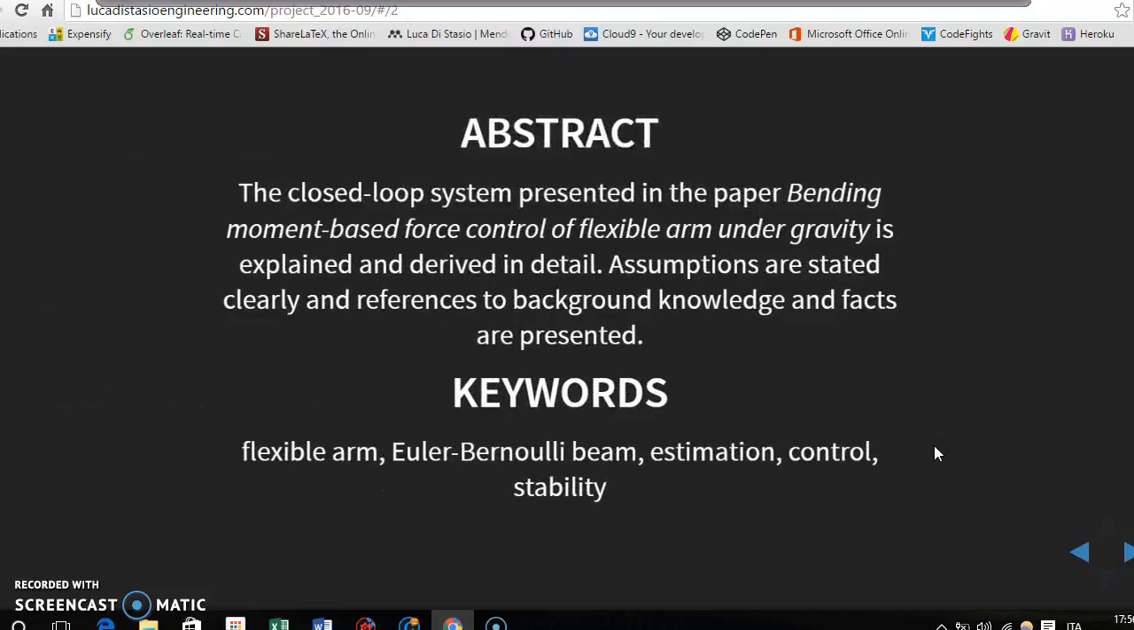So what we're gonna do is present the model and go through all the derivation in the paper, and the problem is the design of a closed loop system for the control of a flexible robotic arm.